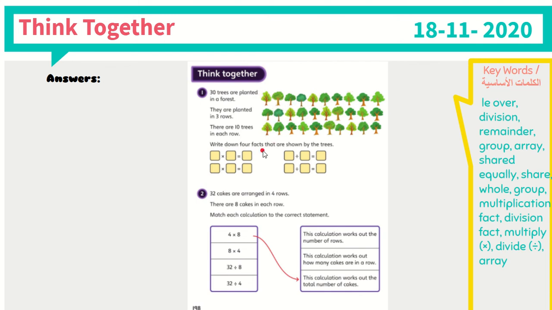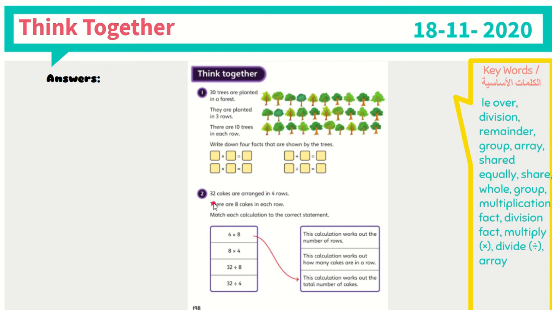So can you write down 4 facts that are shown by the trees? 2 multiplication facts and 2 division facts. First, 10 times 3 equal 30, or 3 times 10 equal 30, then 30 divided by 3 equal 10, 30 divided by 10 equal 3.